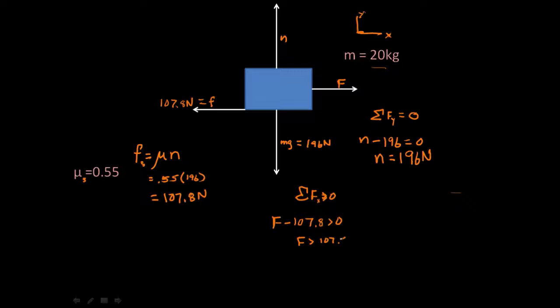107.8 newtons. Now that is too many significant figures for the information that I've given to you. Maybe we'll just round it to 108 newtons. But as long as the force is greater than 108 newtons, then that means it's going to overcome static friction and the box begins to move. Make sense? Okay. We're going to pause there.